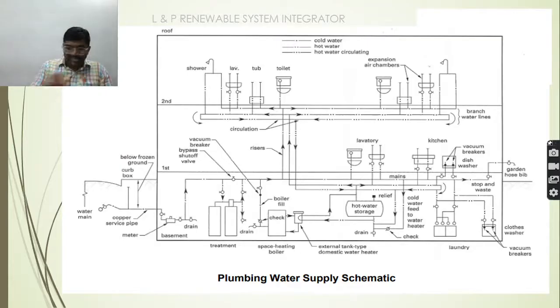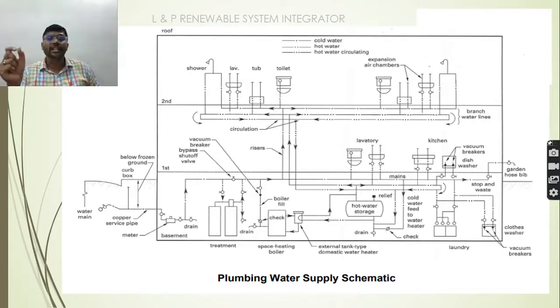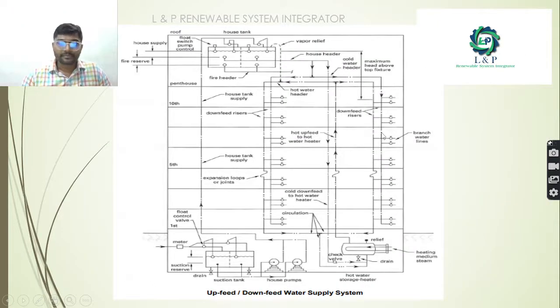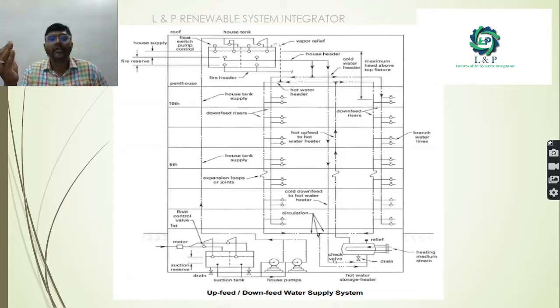So this is a simple schematic of how you need to design and plan. And also we have categorized the water supplies with a line indication. As you can see here, for cold water we are using a different representation. For hot water we are using a different representation, and for hot water which is already circulating we are using a different representation. This is an upfeed and downfeed of a water system.